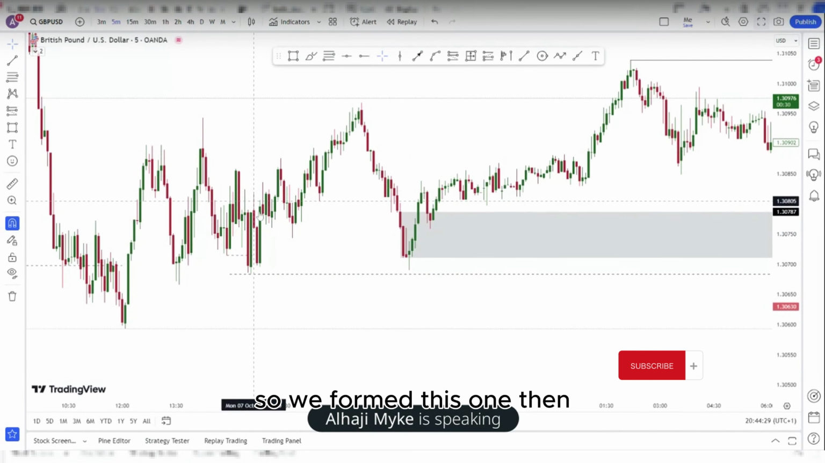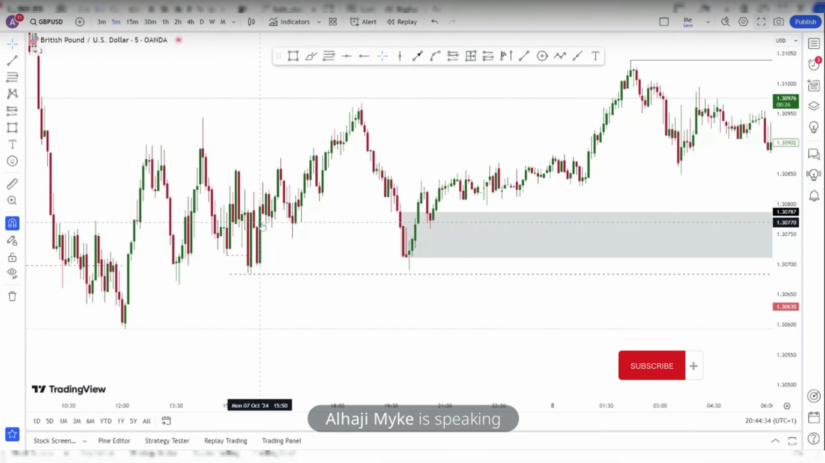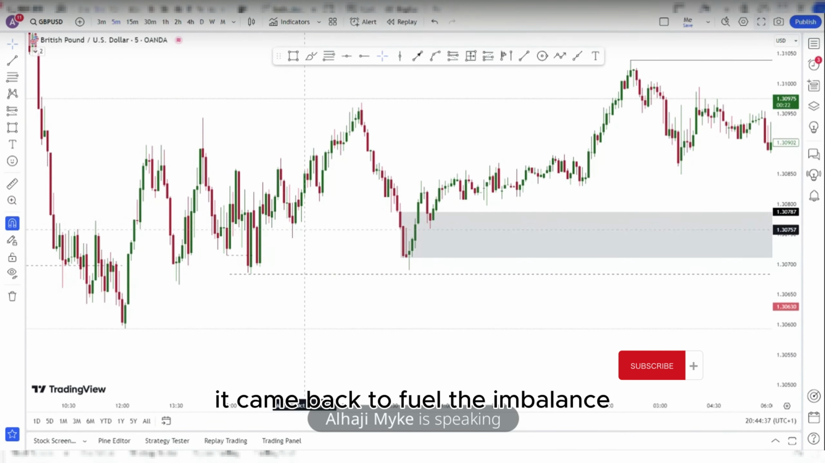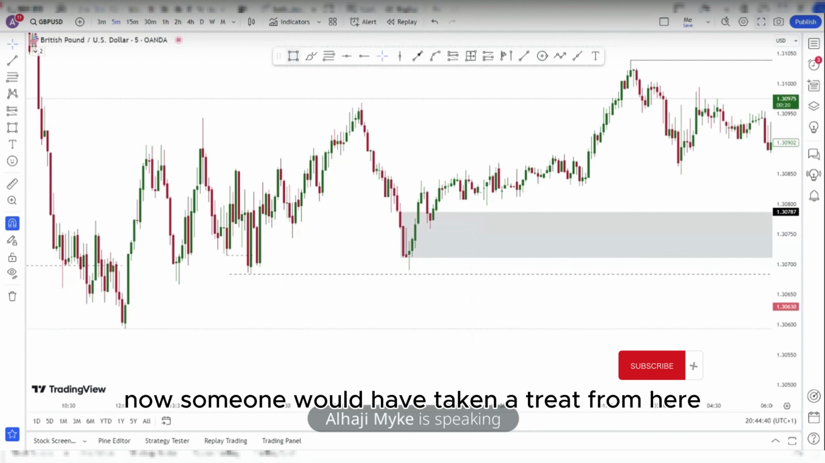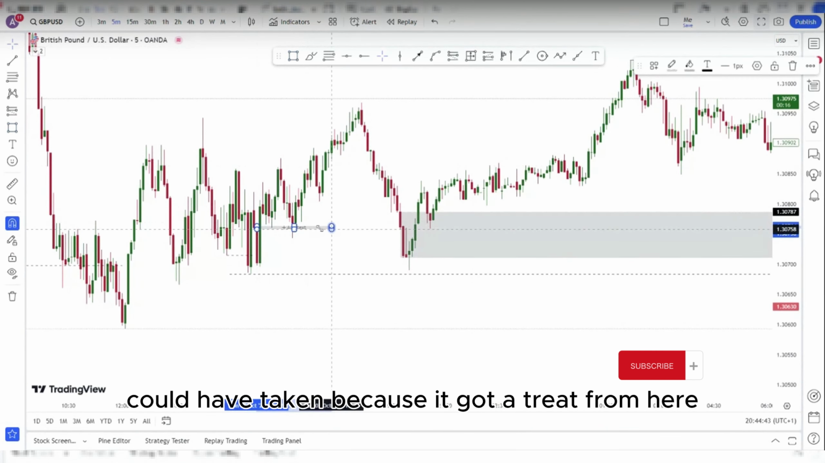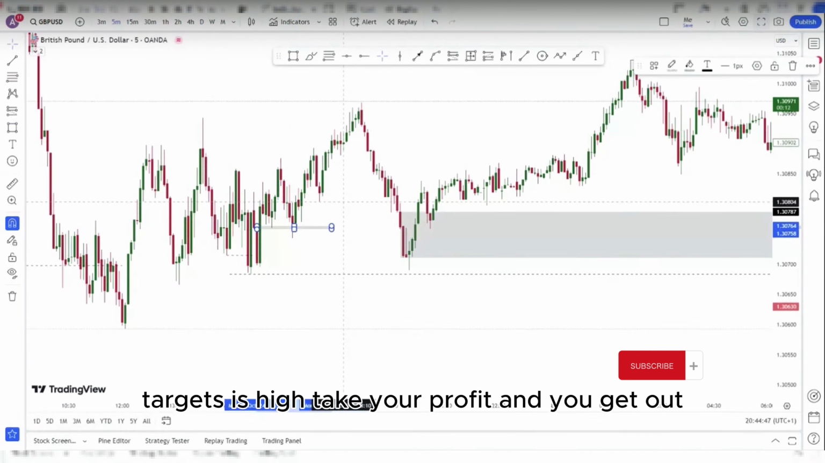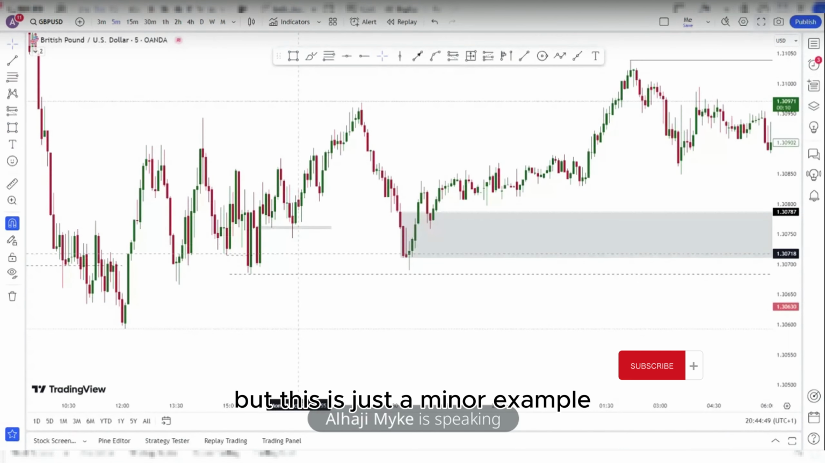No, it formed this one. Then price came back to still sweep it and give us this imbalance here. Sweep, imbalance. It came back to fill the imbalance. Now, someone could have taken a trade from here, targeted this high, taken your profit and gotten out. But this is just a minor example.